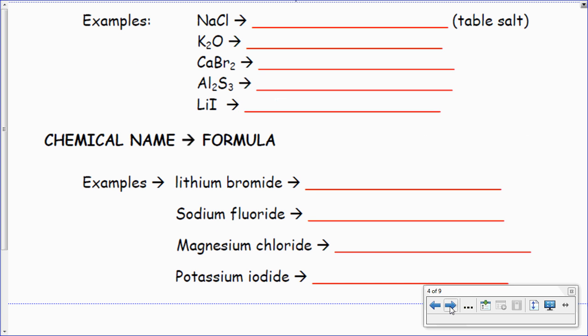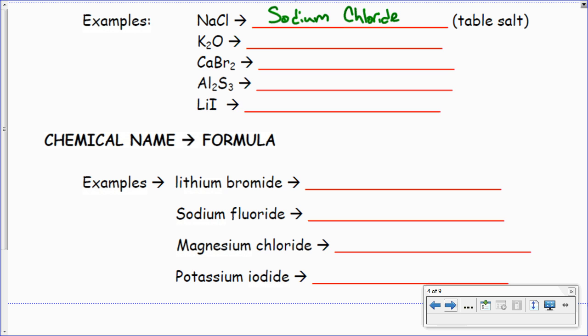Okay. Now I'm going to do some examples here. NaCl. So you name the first one first. The positive ion comes first, and that's sodium. And then the hard part, you've got to remember, you're going to do the non-metal second, but you change the ending to "-ide". So it's chloride. Okay.